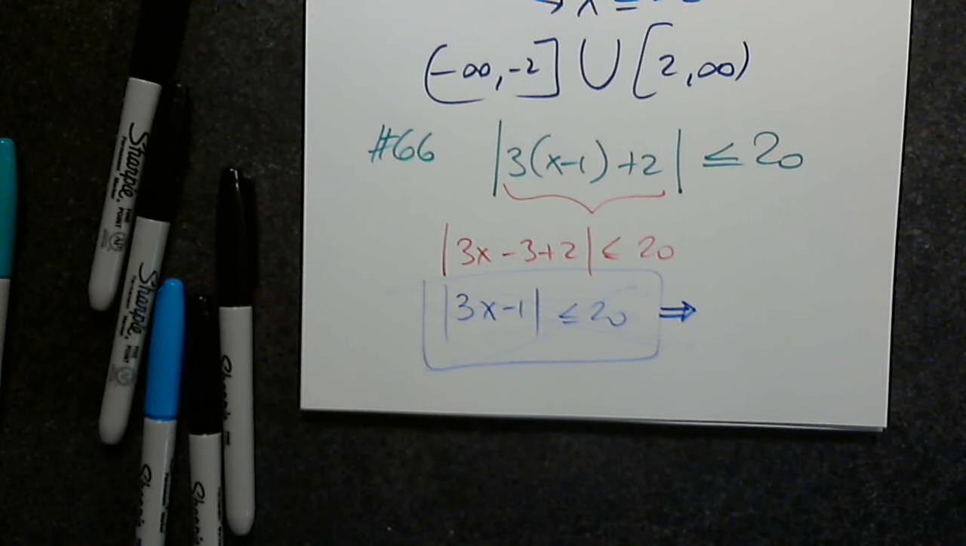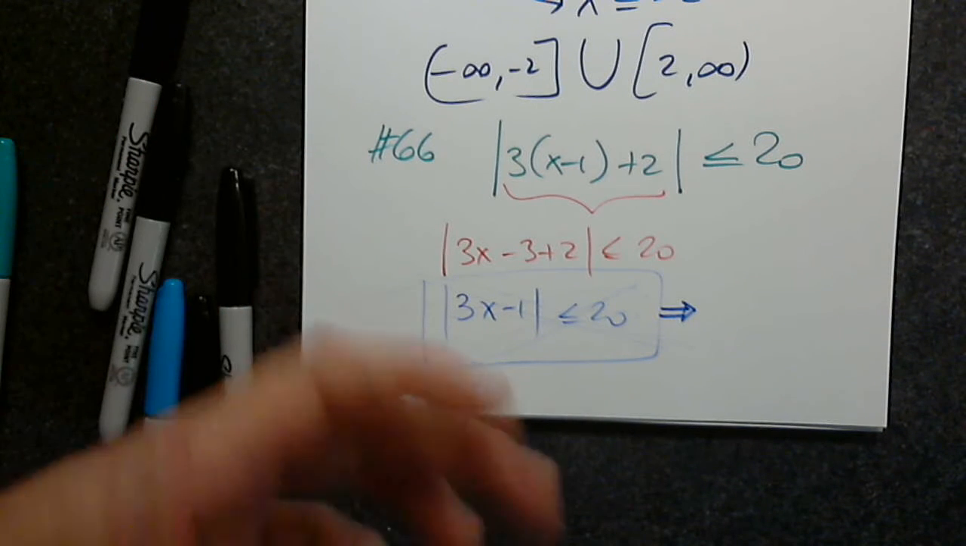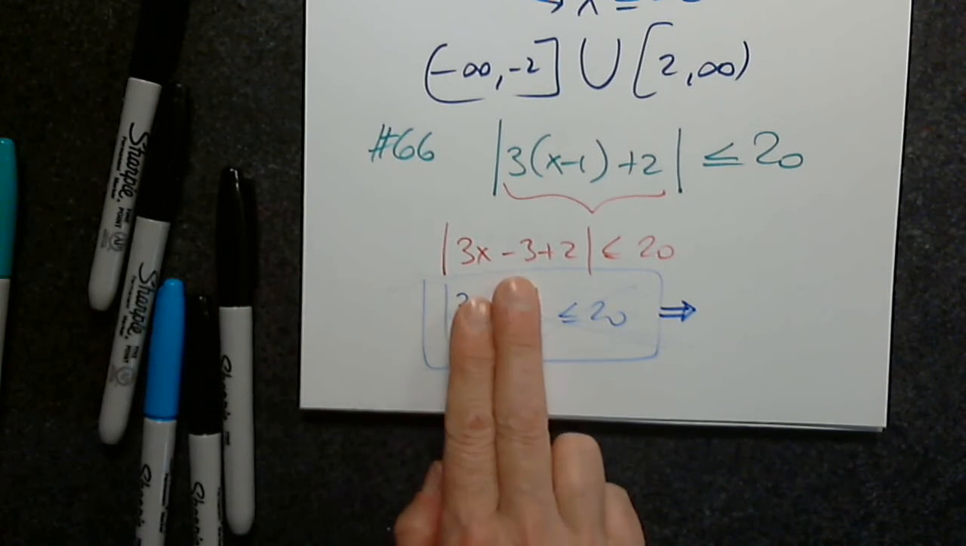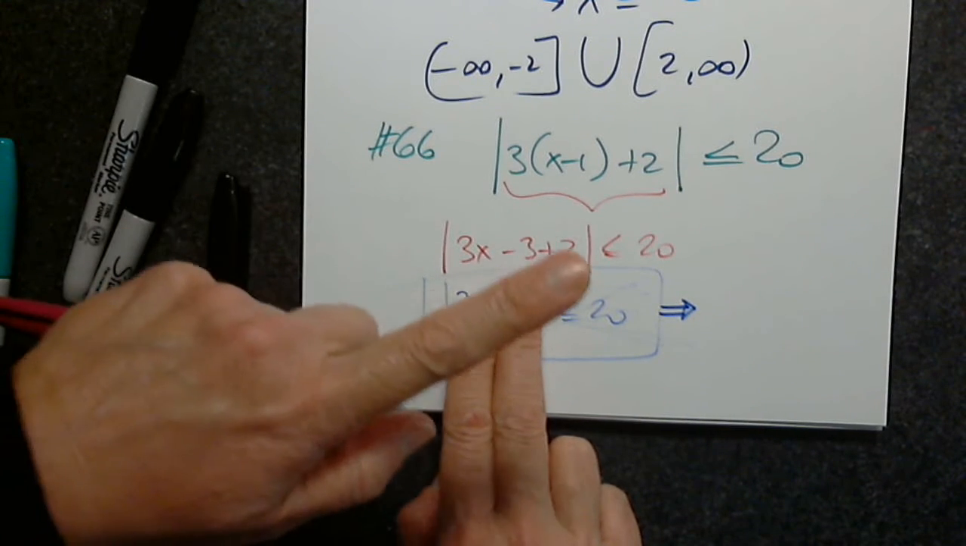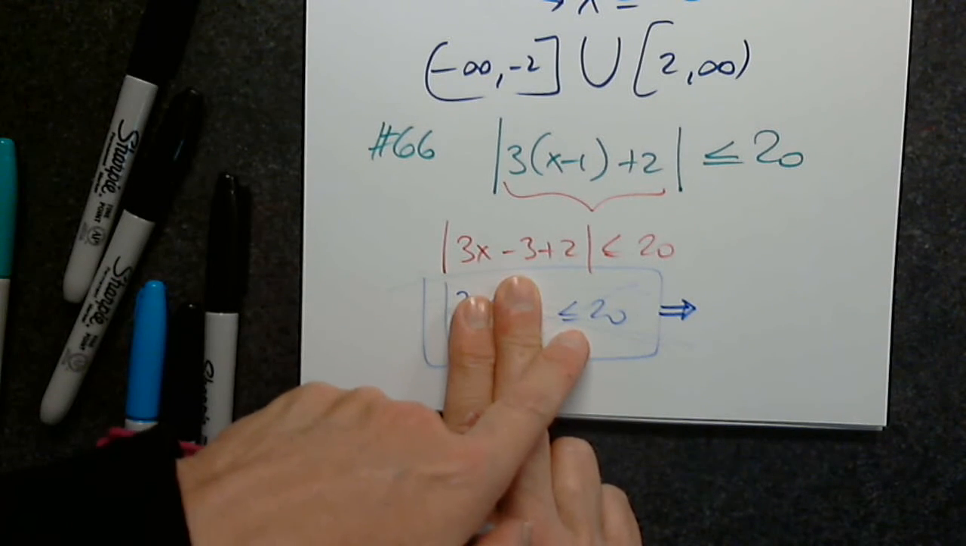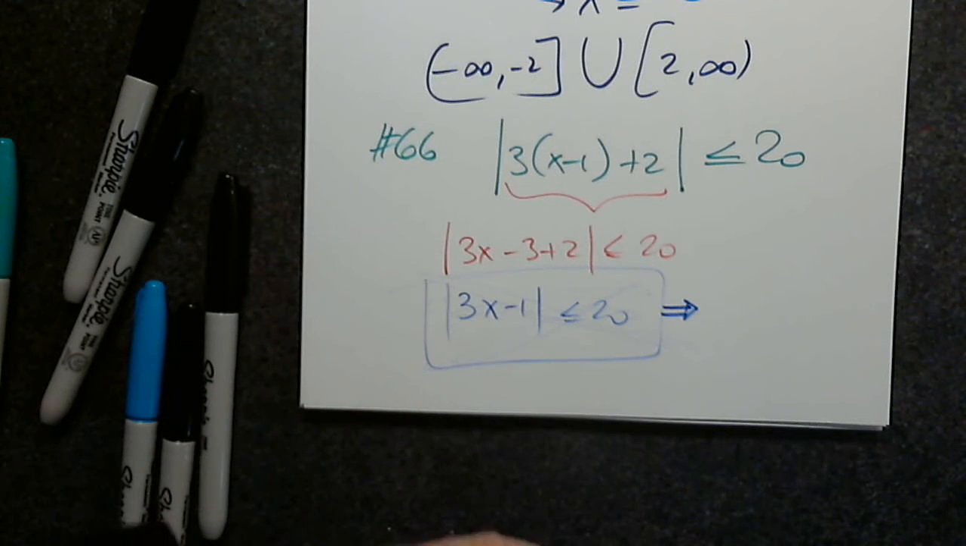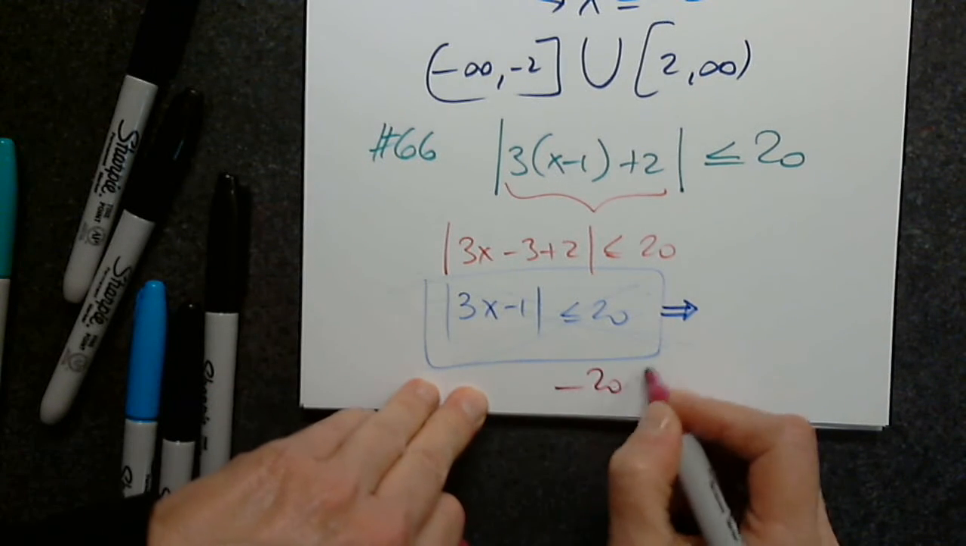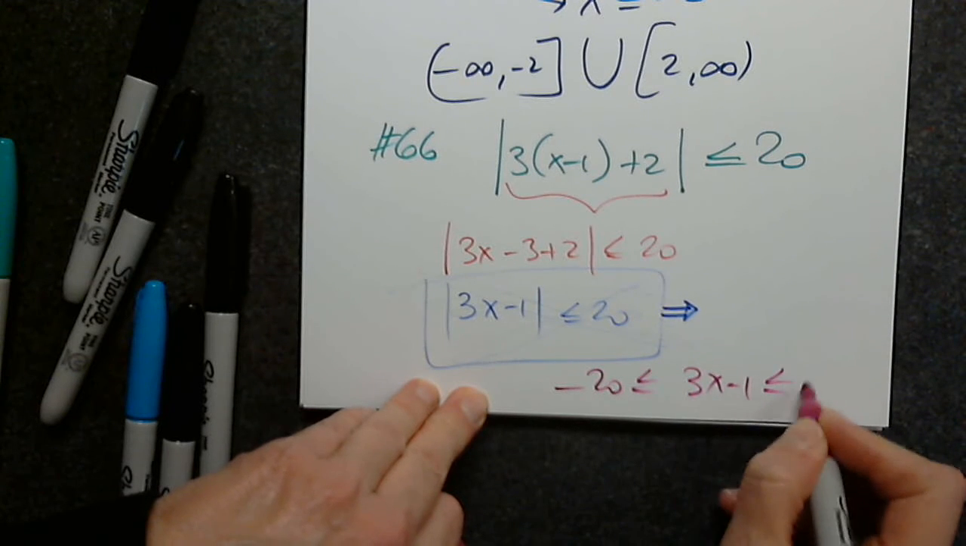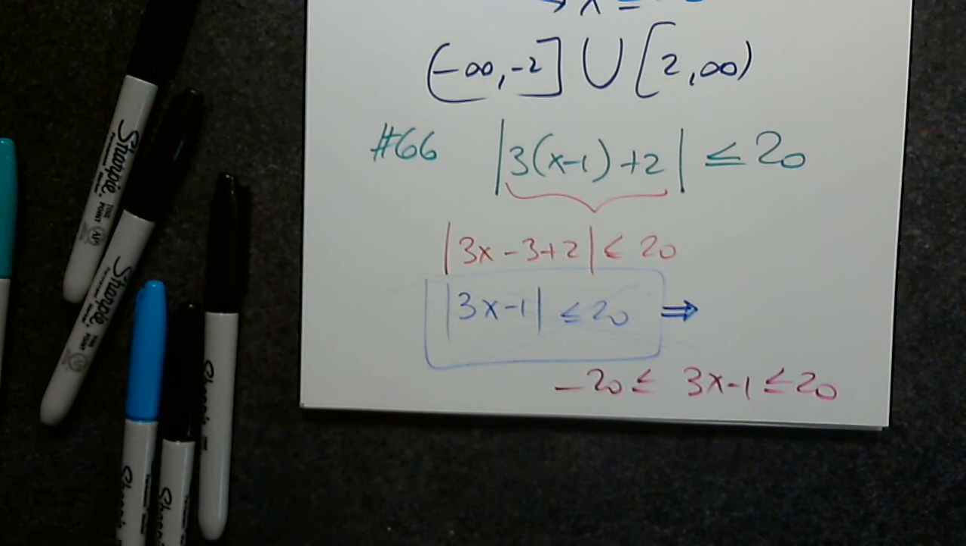In between. Perfect. Let's read it. How do I know? We just have to read it. Find numbers whose distance from 0 is less than or equal to 20. It must be in between. -20, 3x minus 1, 20.